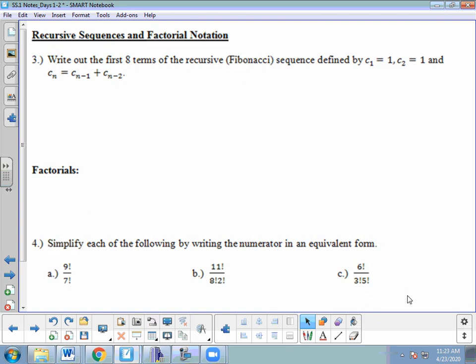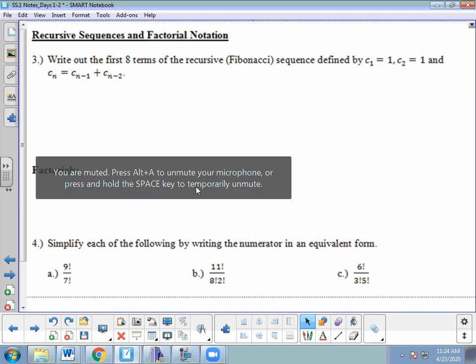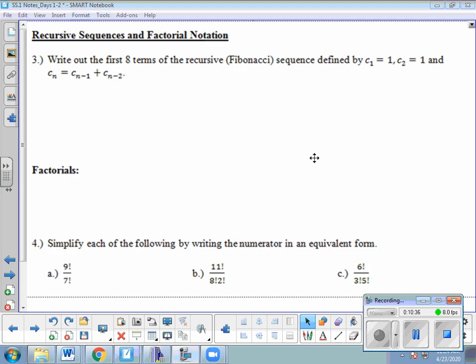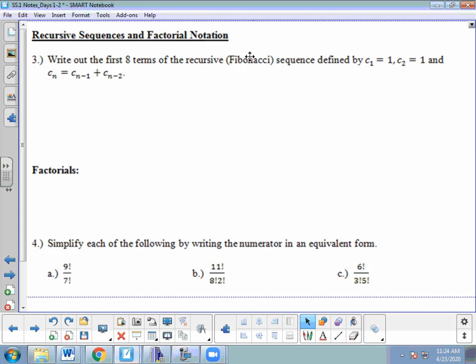So let's go ahead and move a little bit more in depth and take a look at what we actually call recursive sequences, and something that can be used in sequences called factorial notation or factorial. So a recursive sequence is basically a sequence that is determined by using the previous terms. So each term is set up by using the term that came before.